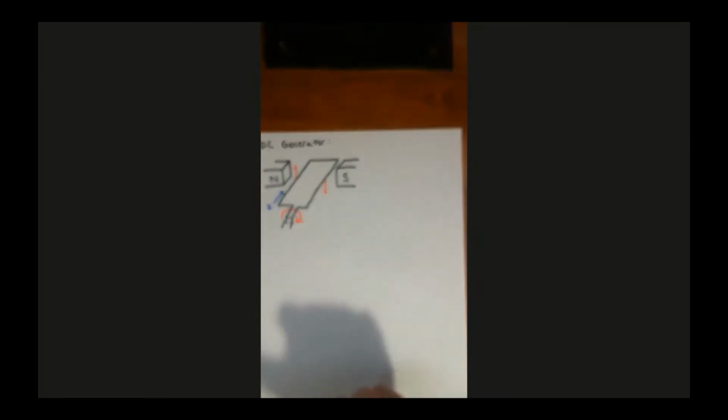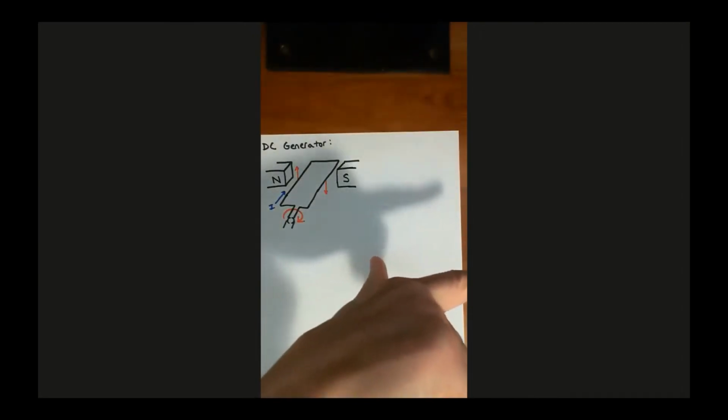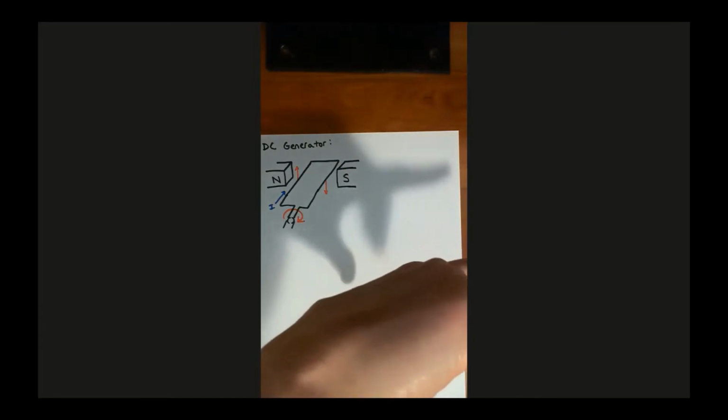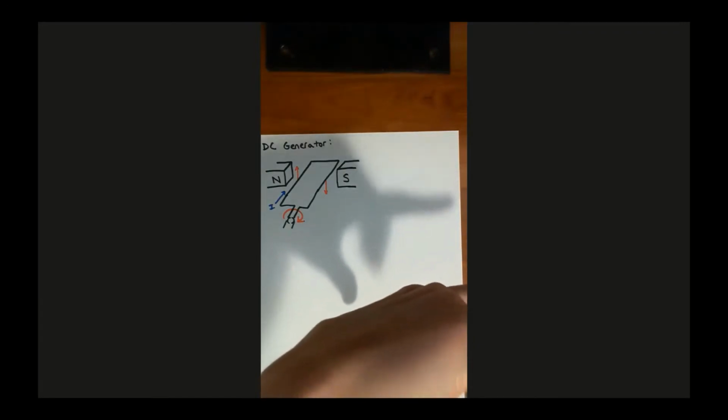And then if I apply the same thing over here on the right side of the armature, my first finger goes from left to right. My thumb needs to point down, and that leaves, so I need to be like this.